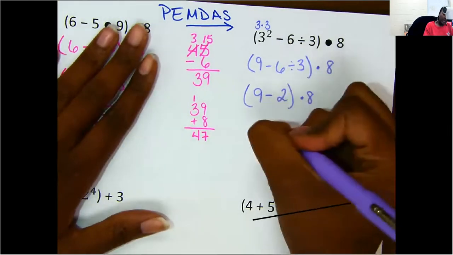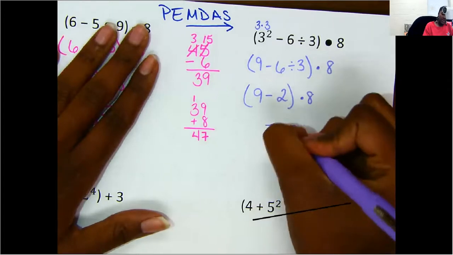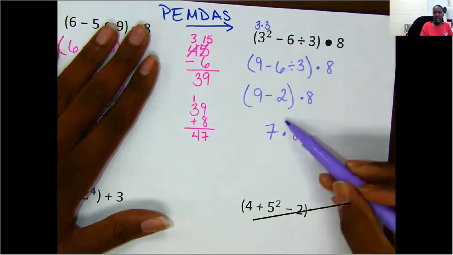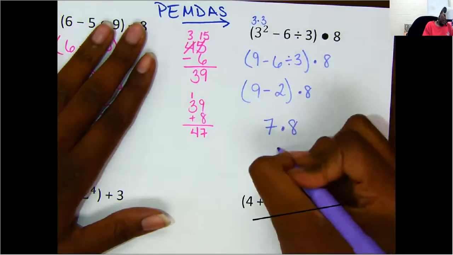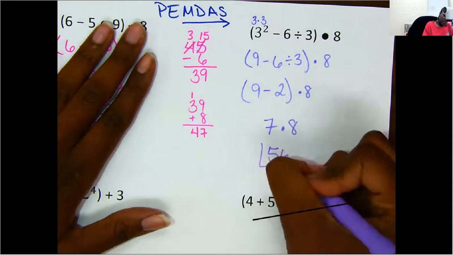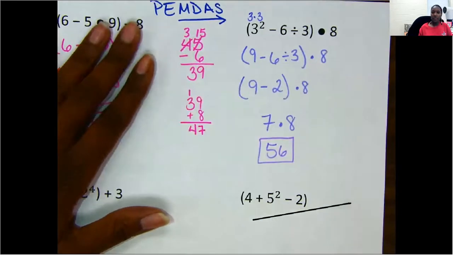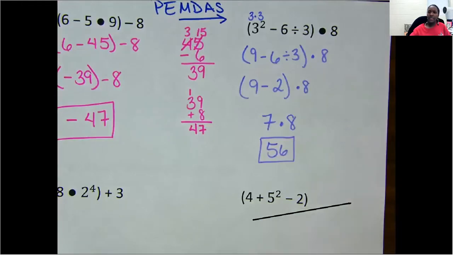If you said 7, you are correct. Now I finally have 7 times 8. You said 56. You are correct. Okay, so how do you feel about that first exponent problem using our orders of operation? Hopefully not too bad, right?